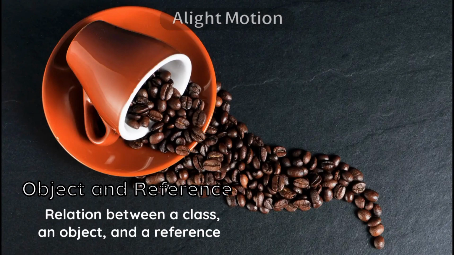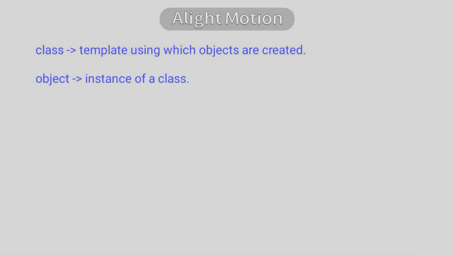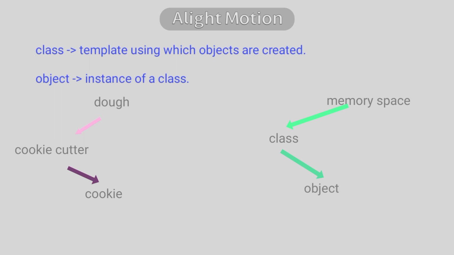Relation between a class, an object, and a reference. Class is a template using which objects are created, and object is an instance of a class. Using a cookie cutter, we can get a cookie from dough. Similarly, using a class, we can get an object from memory space.